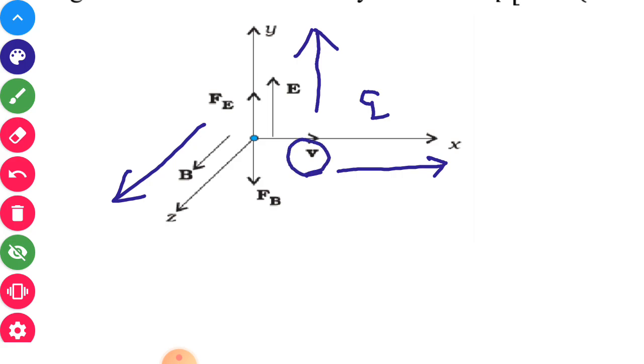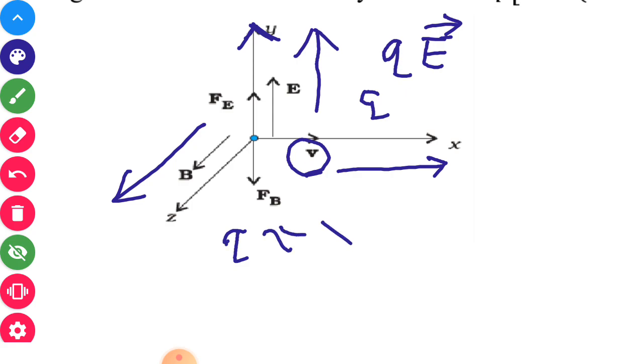Now the force due to the electric field will be in which direction? The force due to the electric field is Q into E, and this force will be in the Y direction. So this will be the direction of the force due to the electric field. Now the force due to the magnetic field is given by Q V cross B.